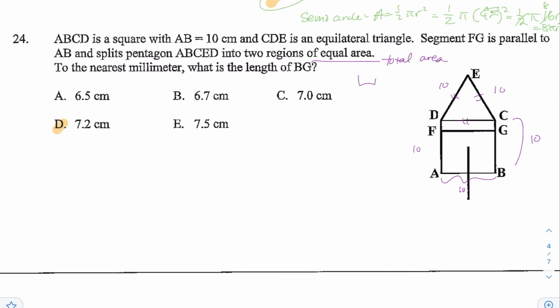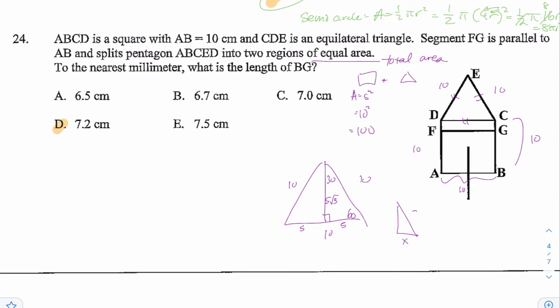And the total area is a square plus the triangle. So the square is easy because that's just side squared, or 10 squared, which is 100. For the equilateral triangle though, you have to find the height. And the height will split this equilateral triangle into 30, 60, 90. So you have 5, 5, and 5 root 3. It's x, 2x, and x root 3 for this 30, 60, 90 right triangle.